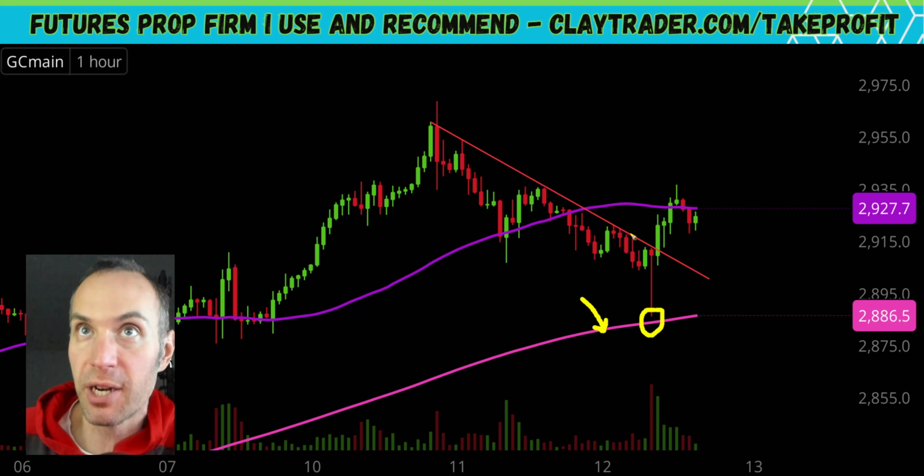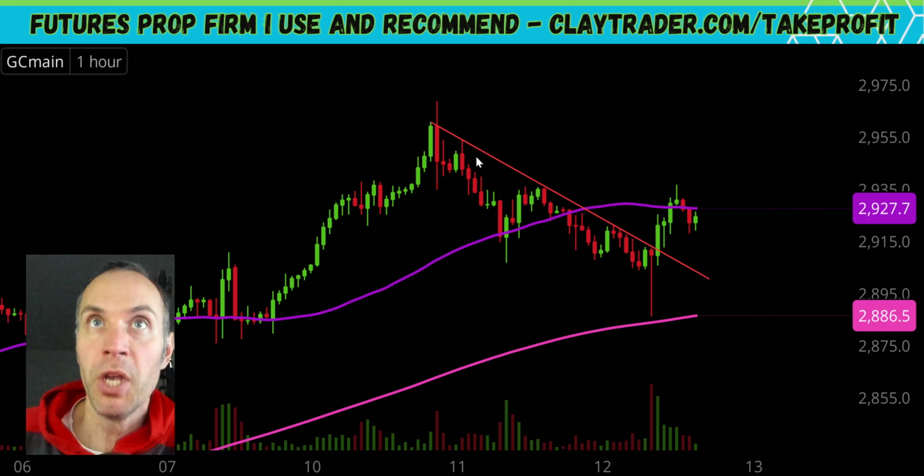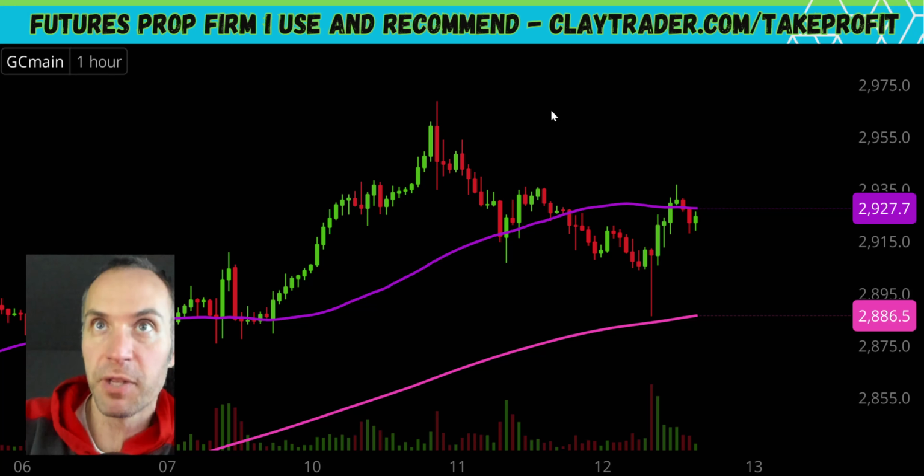And that bounce carried it up into that resistance line that I talked about in the previous video. Broke through there and then got that much more momentum. So I'll go ahead and get rid of that level as it served its purpose for now.